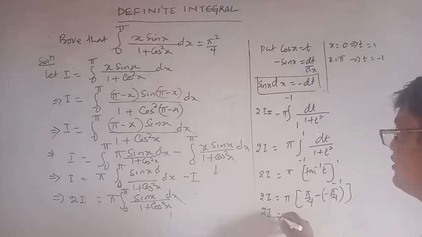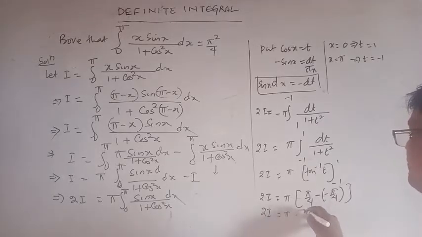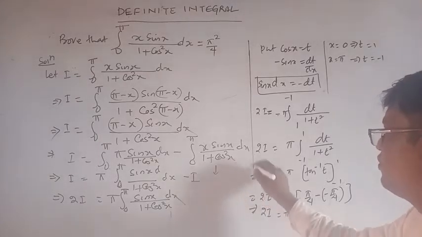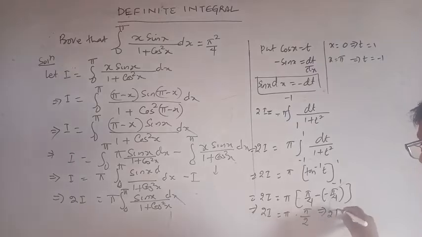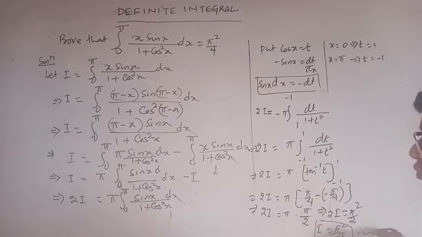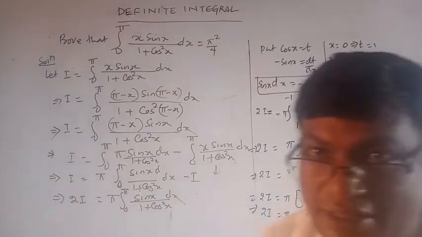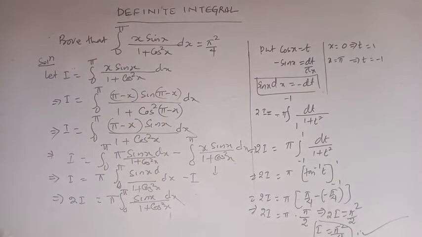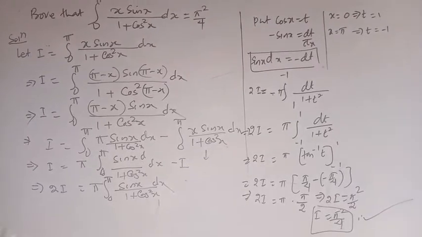So 2I is equal to pi into, pi by 4 plus pi by 4, that is pi by 2. Okay. And 2I is equal to pi square by 2. So I is equal to pi square by 4. This is proved. Now another question. This is pi square by 4, proved.